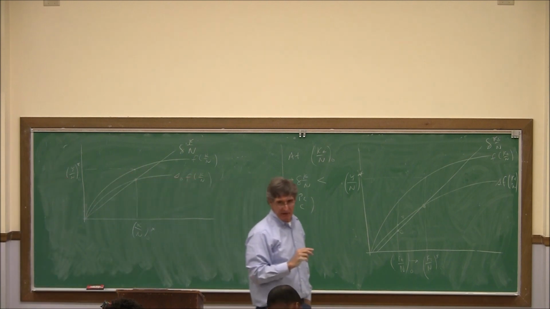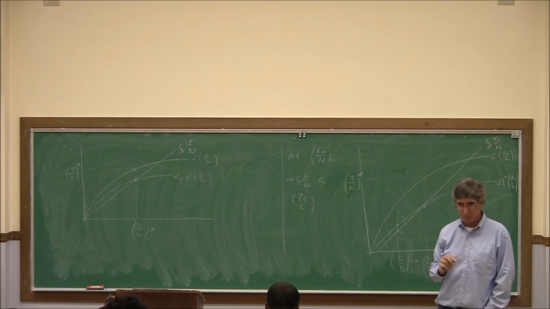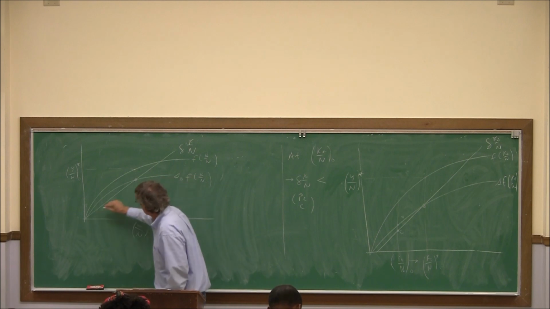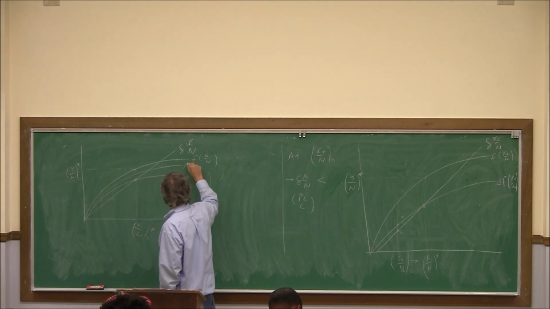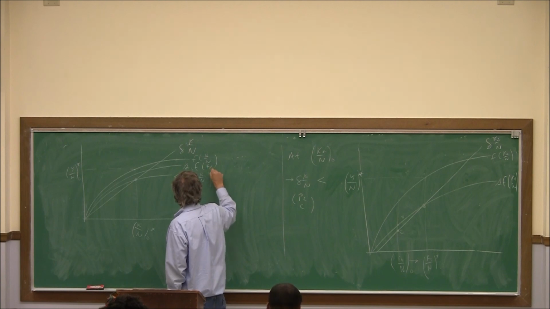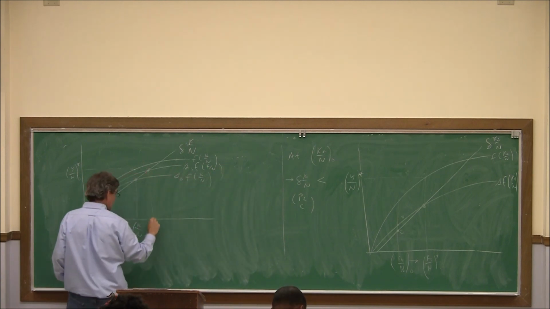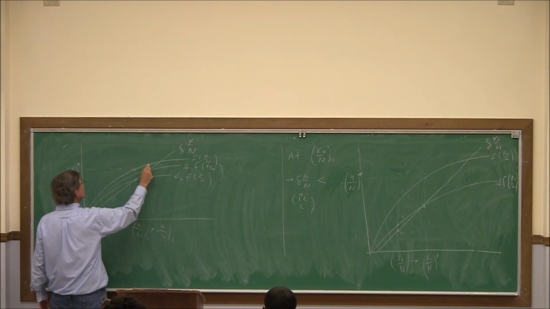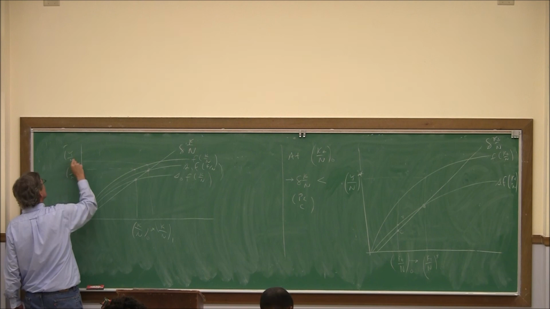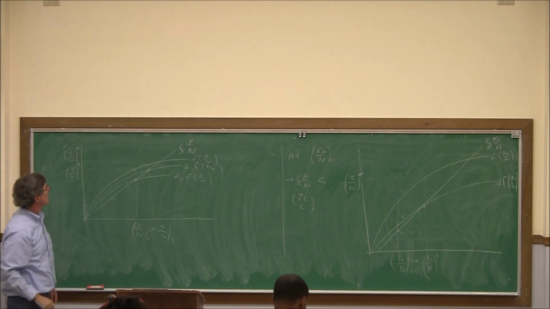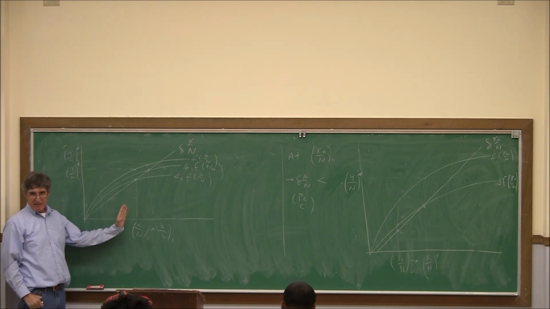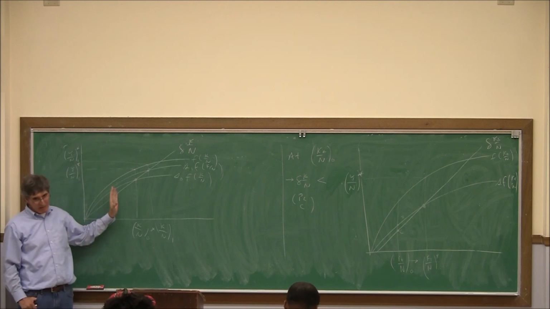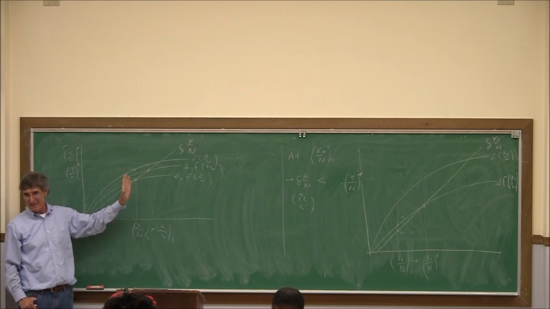Then what happens if the saving rate goes up? This curve will change, and this will rotate up. So you'll get a rotation upward in this line to S1 F of K over N. You'll get a higher standard of living. So an increase in the savings rate will cause you to grow for a while, but not forever. You'll eventually hit a new steady state.